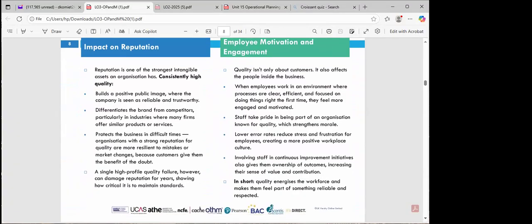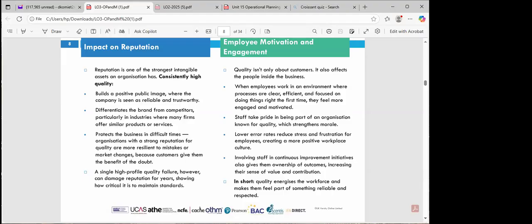Reputation is one of the strongest intangible assets an organization has. Reputation is very important, or your branding. It builds a positive public image where the company is seen as reliable and trustworthy. Very important. It differentiates the brand from competitors, particularly in industries where many firms offer similar products or services. It protects the business in difficult times.